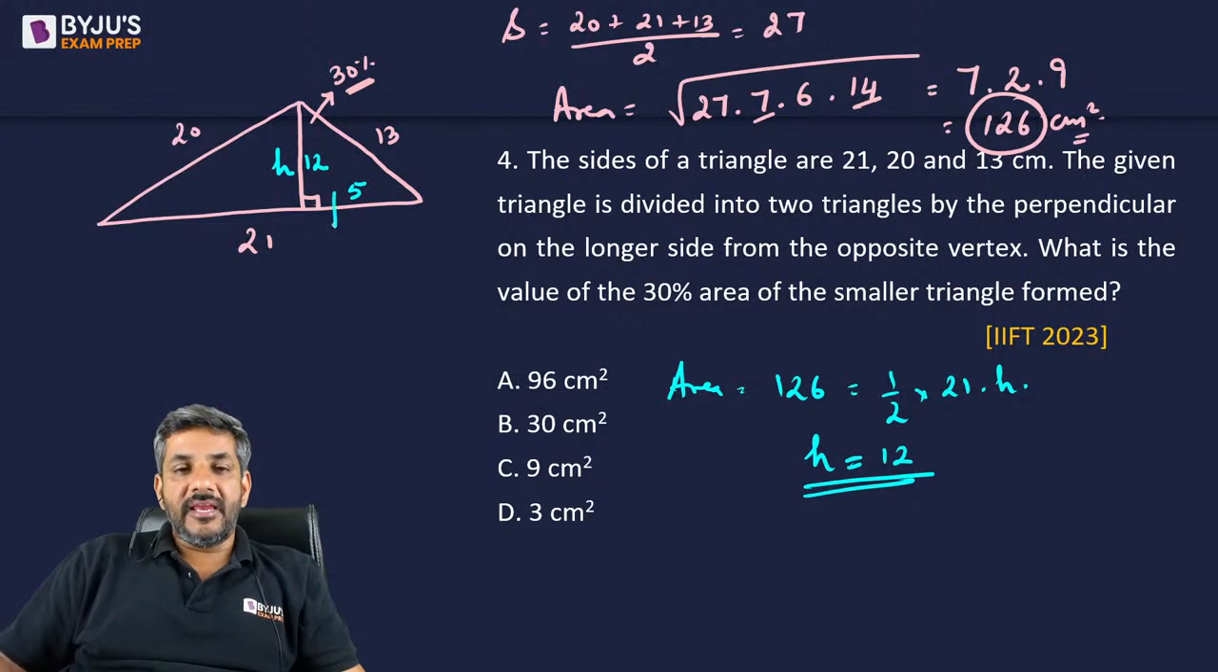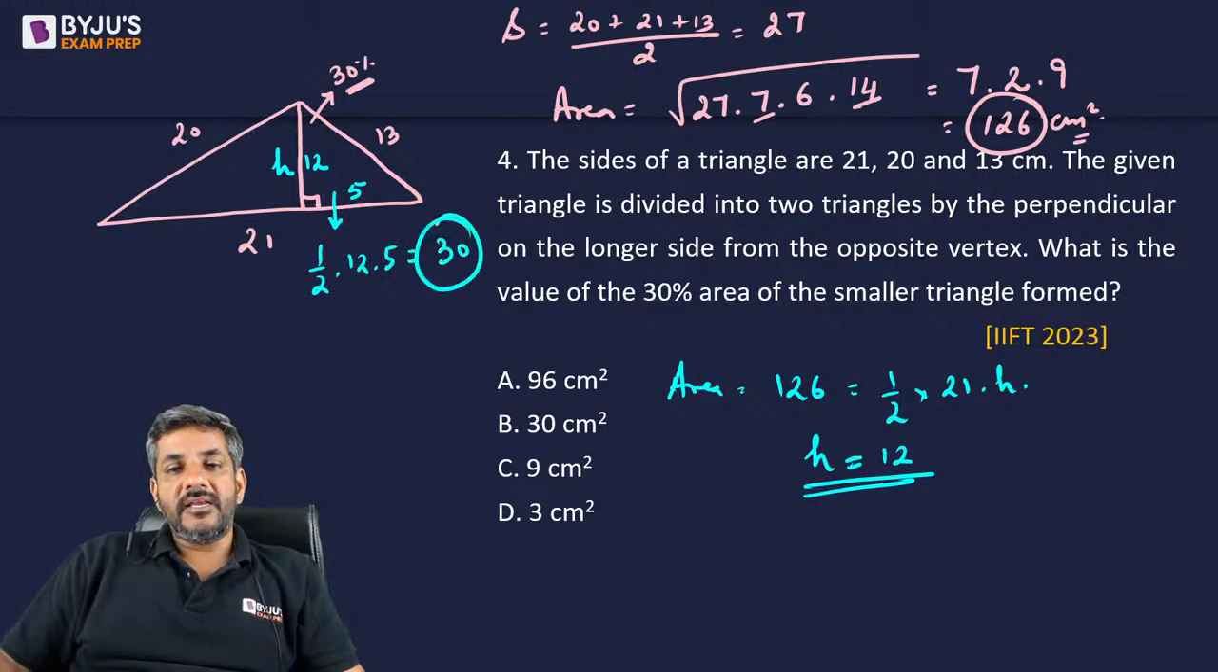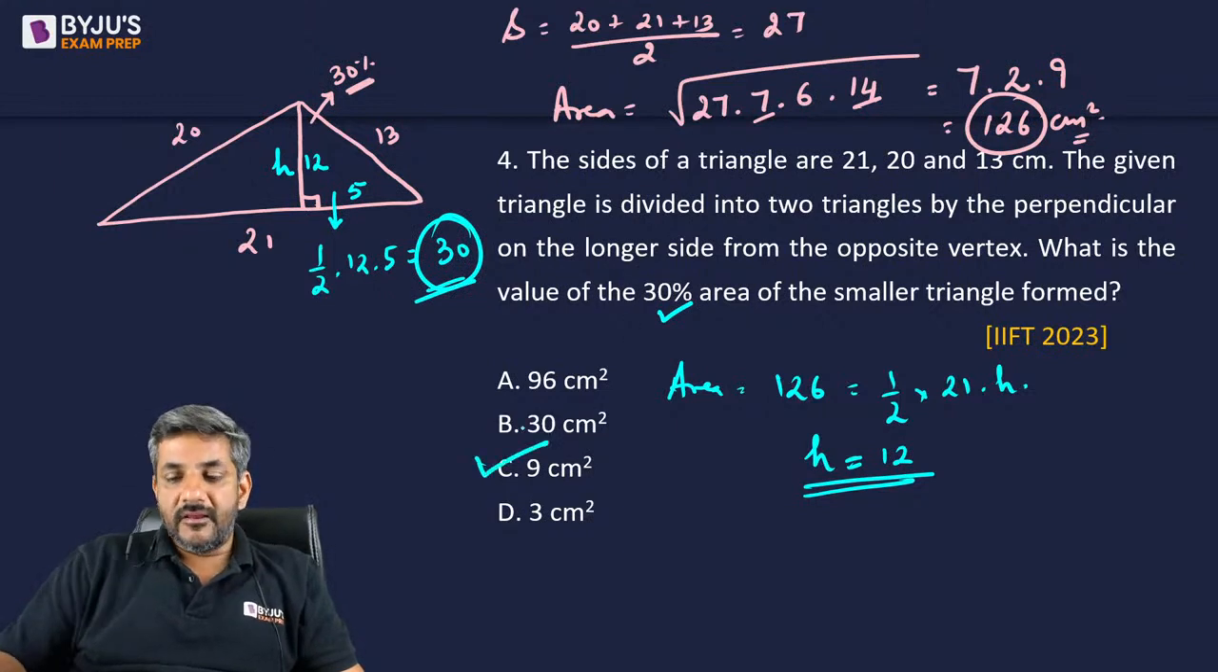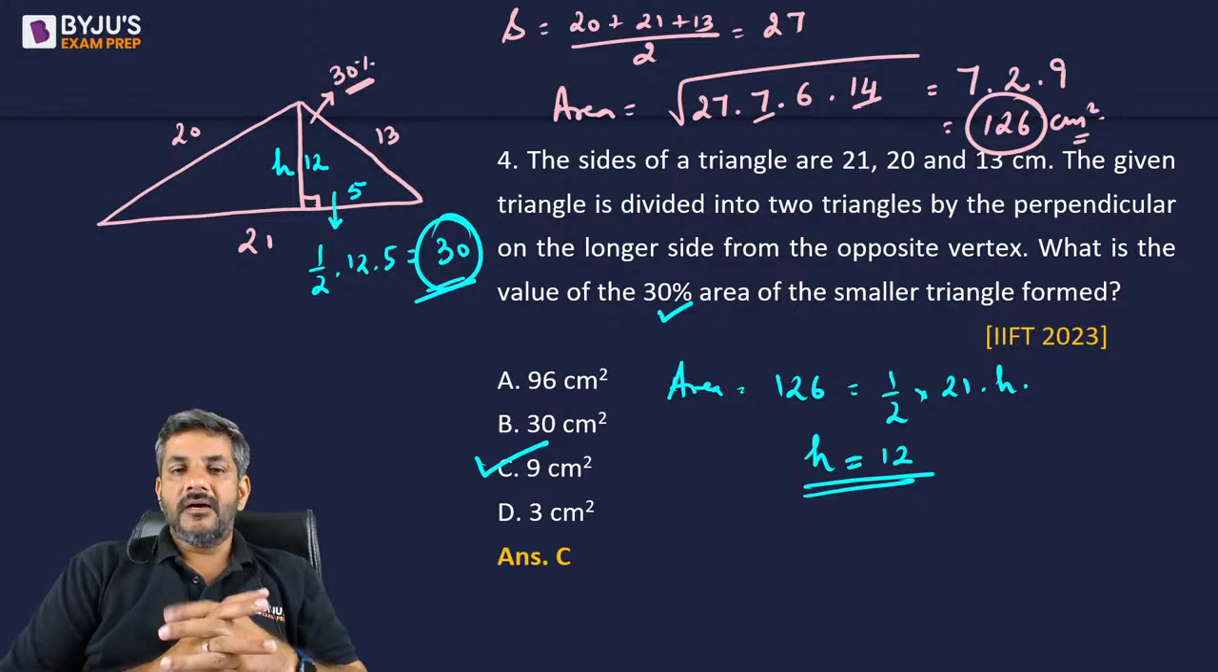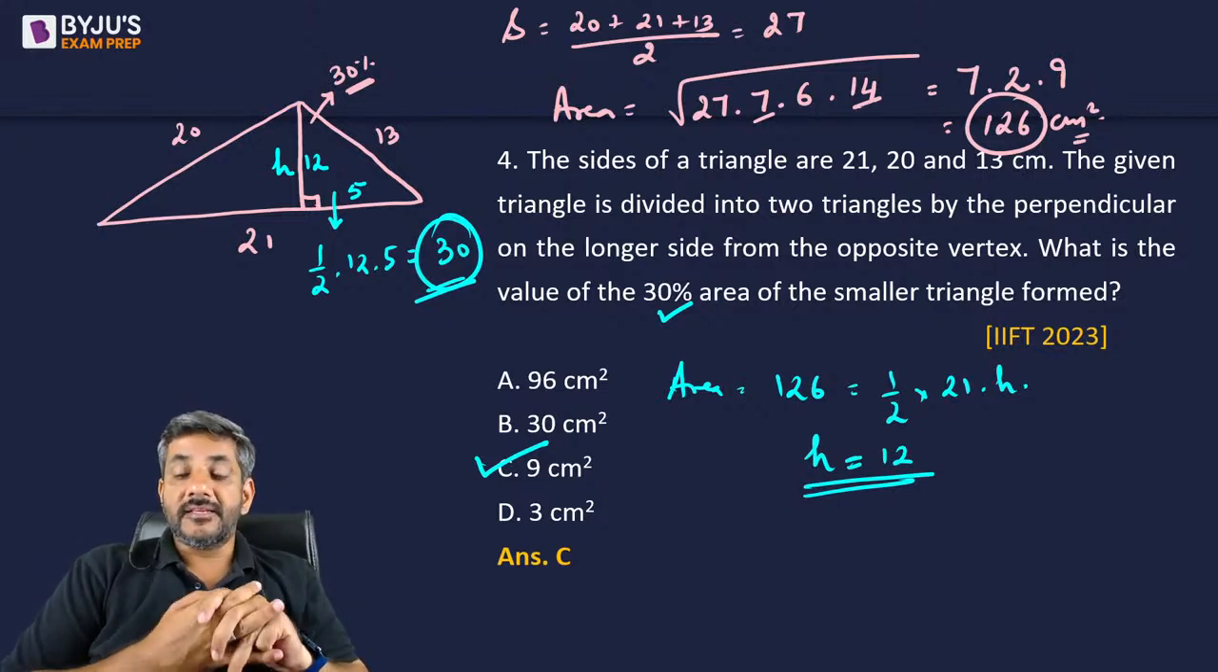So what is the area of this smaller triangle? It is half of 12 into 5, that is equal to 30. Question is asking you about 30% of this area. So 30% of 30 is 9. So my answer is option C, which is equal to 9.